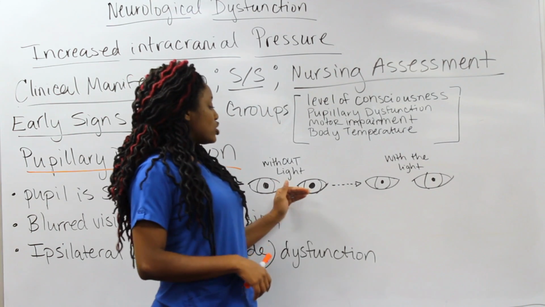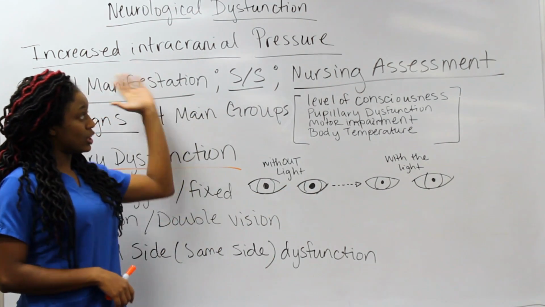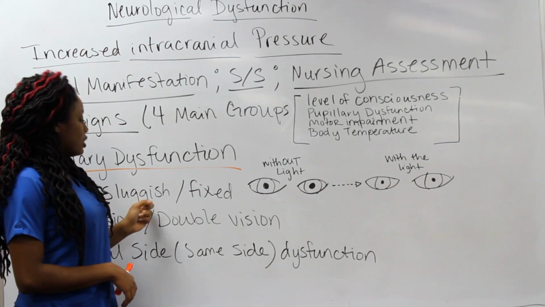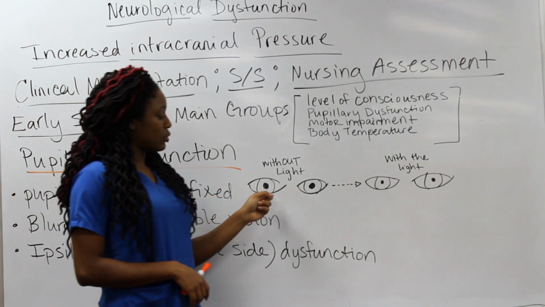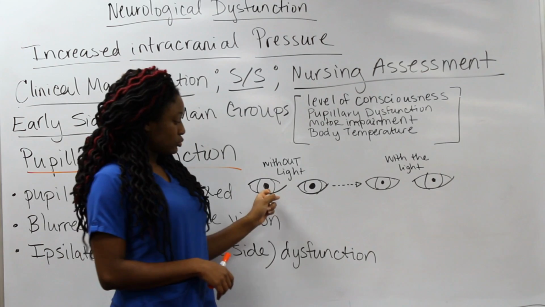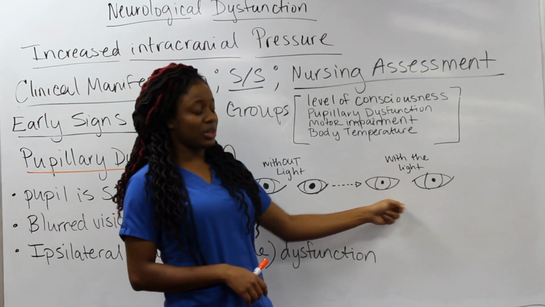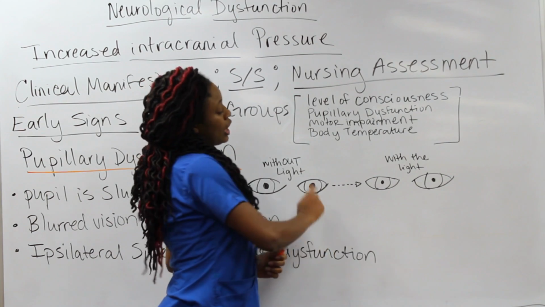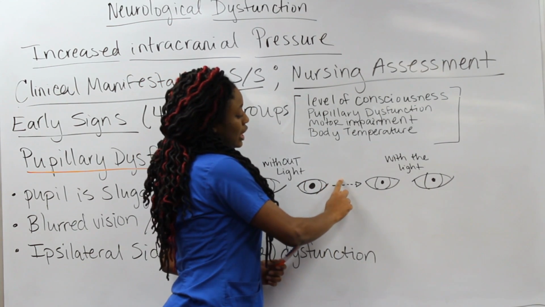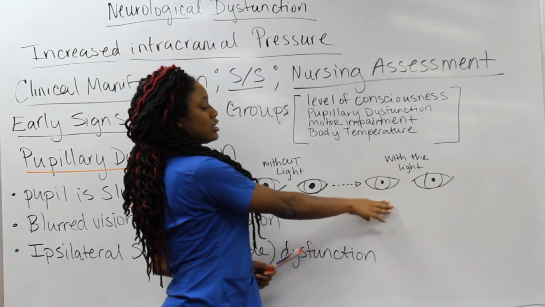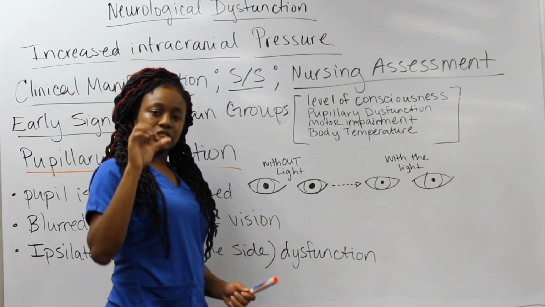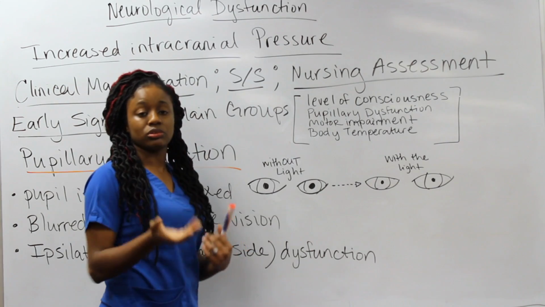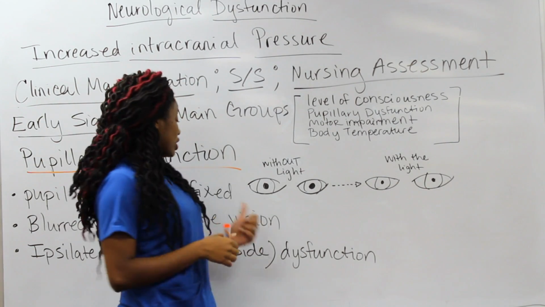Now, with a patient who is experiencing increased ICP, the response may be sluggish. What sluggish means is that this is normal, where you want to be, and this happens within seconds. With sluggish, there is a delay to get to this point. If this is your pupil, it goes very slowly, which they consider sluggish. Or it can be fixed.